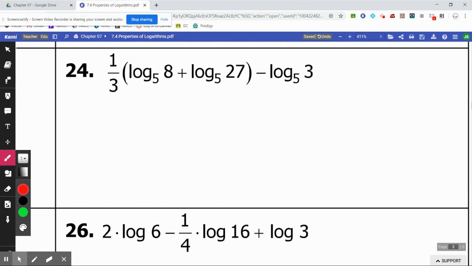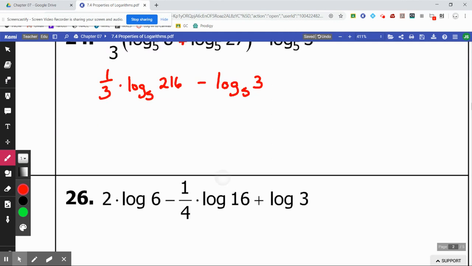Okay, number 24. We've got a couple of options here. We can distribute the 1/3. I would much rather leave the 1/3 and let's combine the addition on the inside. So that'd be log base 5. To add two logs, you multiply the arguments. So 8 times 27 gives you 216. And then you have minus log base 5 of 3. Now these parentheses are really not necessary anymore because it's 1/3 times that.